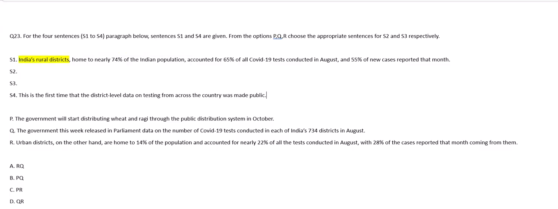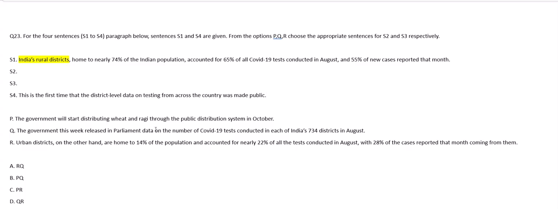Okay, let's come to the last sentence. This is the first time that the district level data on testing from across the country was made public. The sentence is clearly mentioning that district level data on testing from across the country was made public for the first time. Understood? They're telling the district level data is made public for the first time. That means the previous sentence, what will come? The district level data of throughout the country. That's it, right? Okay, let's see the sentences.